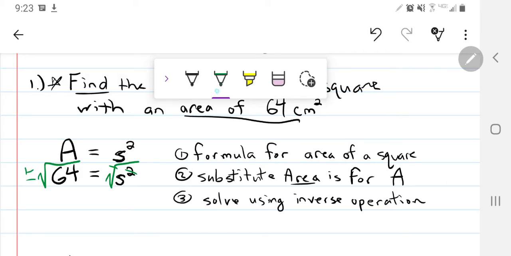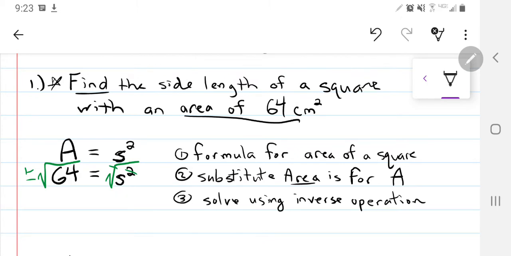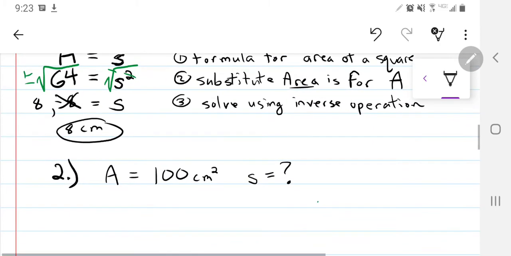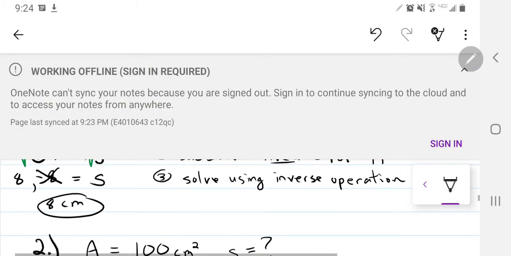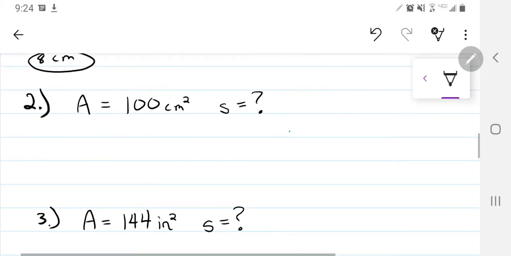Now, we know that if we set up this type of equation, it often gives us two answers, right? 8 and -8, right? But can you have a negative length of a square? No, you can't. So we're just going to say 8 centimeters as the length of that square. That would give us an area of 64. All right, so we just square root the area to get the side length of a square.